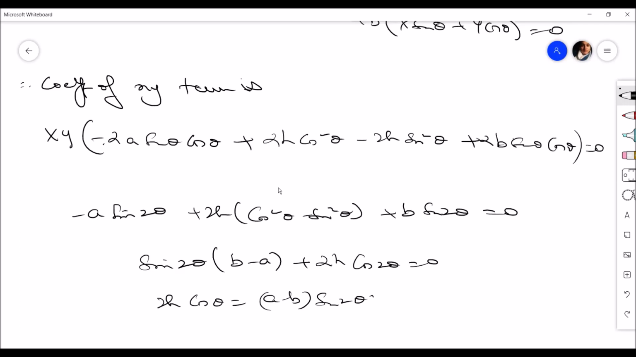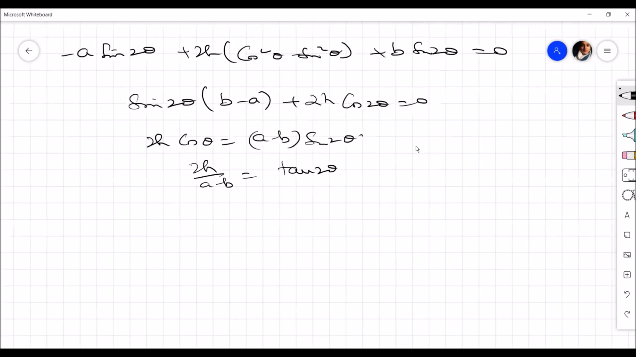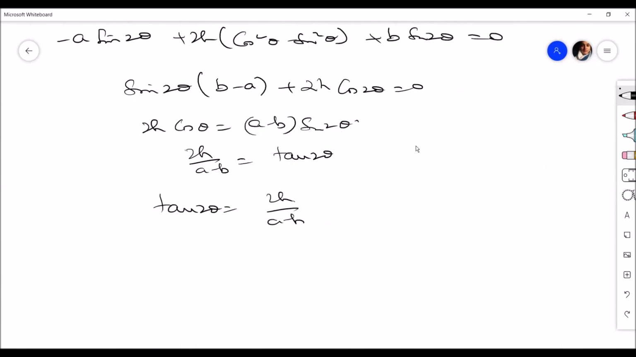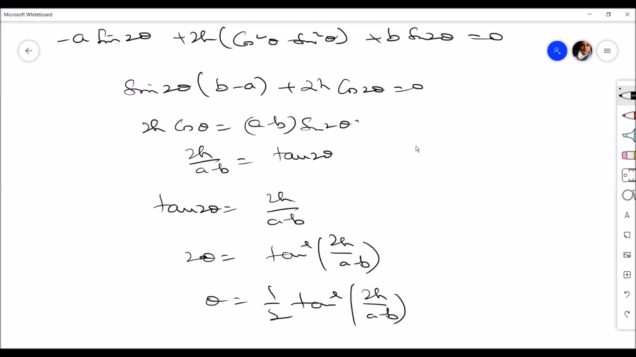So I'll cross multiply this. 2h by a minus b is equal to tan 2 theta, or in other words, tan 2 theta will be equal to 2h by a minus b, and then 2 theta will be equal to tan inverse of 2h by a minus b, which means theta is equal to half tan inverse of 2h by a minus b. Clear? All of you? Yeah, this is cos 2 theta. Any doubts, anyone?